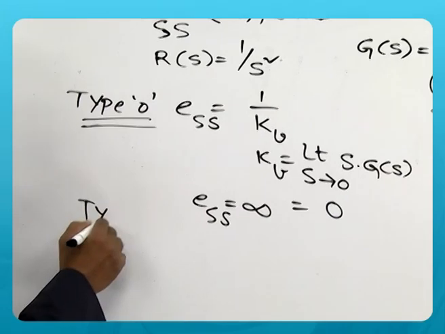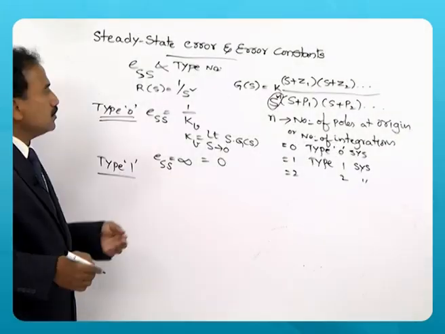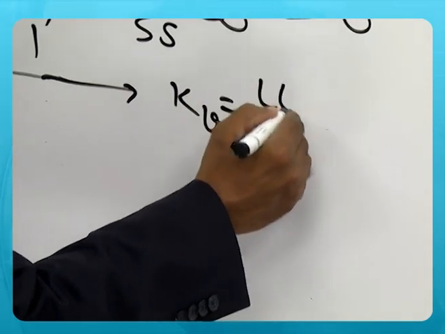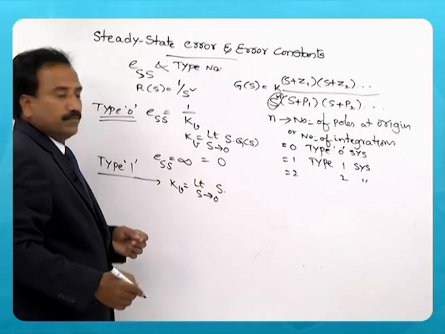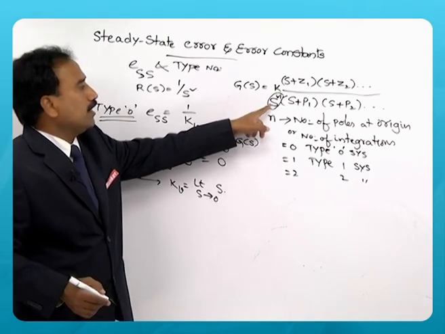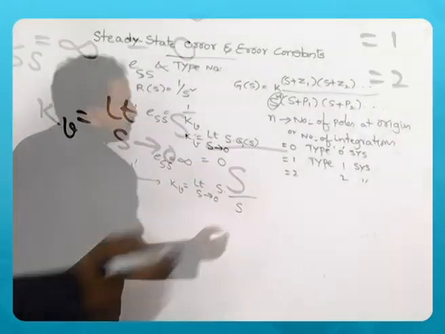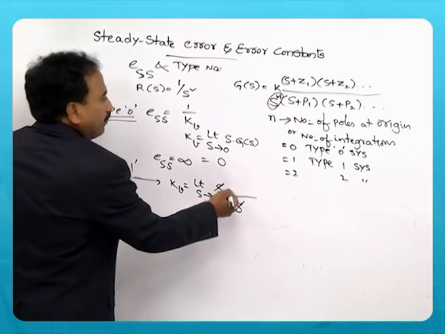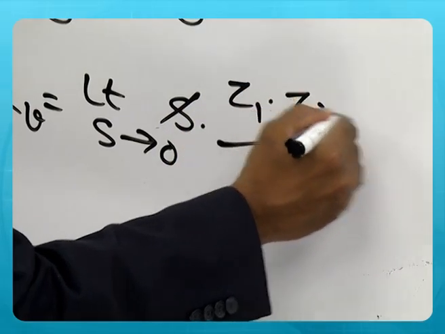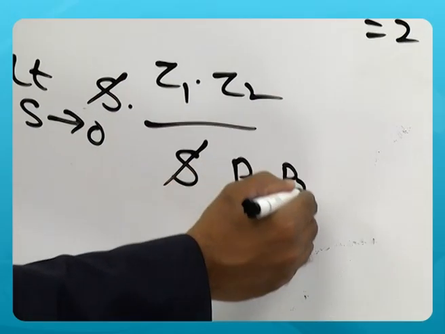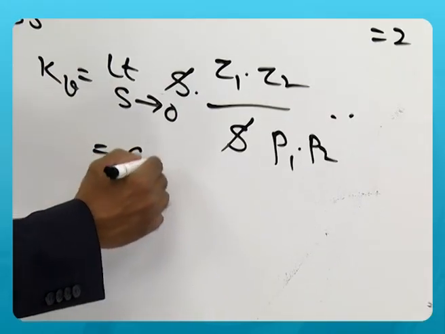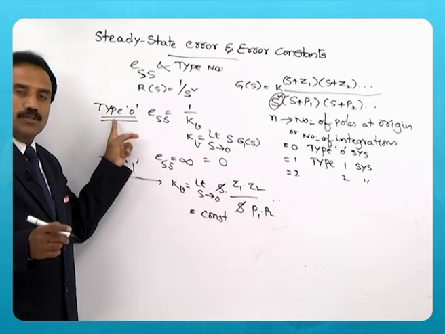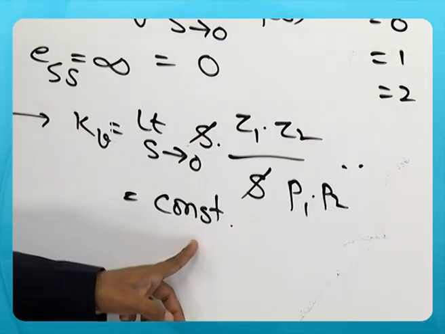Now, let us increase the type by 1, means there is one pole at origin now. So, if you calculate Kv for this, limit s tending to 0 of s into the function g of s, which has one pole at origin now. So, in the denominator you have s. So, this s and s gets cancelled. So, you have a function in the numerator that becomes z1, z2 and so on, and in the denominator p1, p2 and so on. So, Kv is some constant you get for type 1 system.